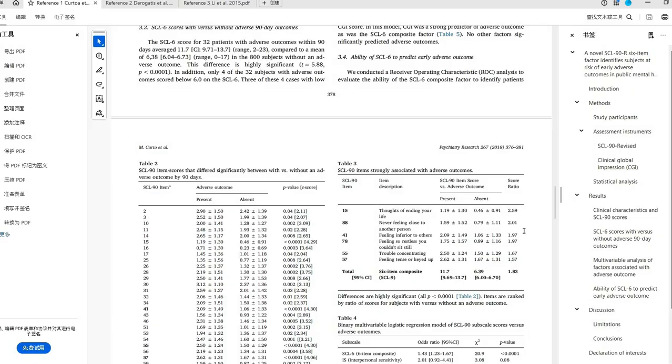They differ a lot. They differ a great deal. These 6 items really separate people who have attempted suicide or hospitalization and those who don't.